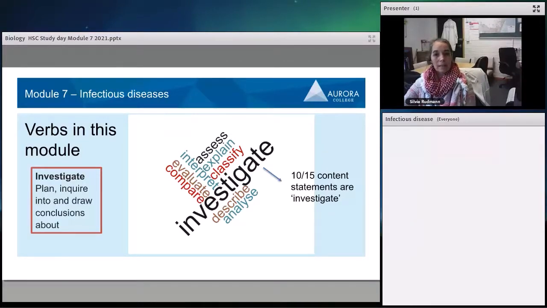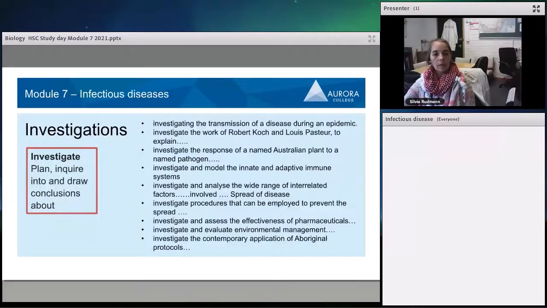You can see that 10 out of the 15 content statements in this module are investigate, right? So in your summaries, keep this verb in mind, that you have to plan inquiry into, that is your procedures, your variables, and the answer with a valid conclusion in those outcomes. So these are some of them, right?